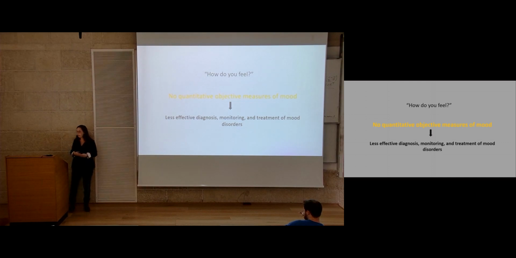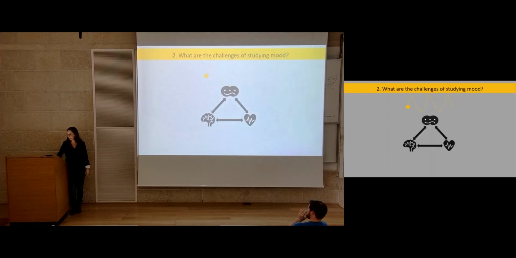So we rely mostly on this subjective experience. This makes our diagnosis less effective, changing between different clinicians, and over time the monitoring of this disease is problematic. Questionnaires usually ask you about the last few months, weeks. They don't ask you for moment-to-moment monitoring of your emotions, and the treatment is also kind of lagging behind other medical fields where there are more advancements.